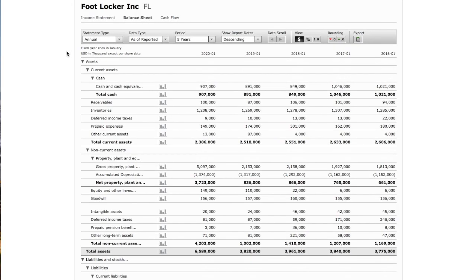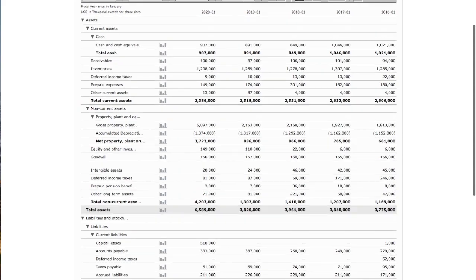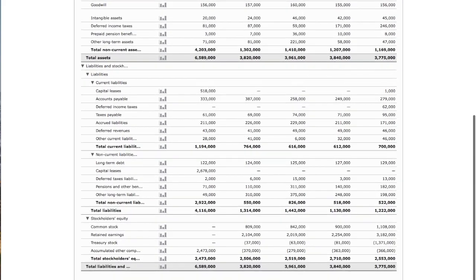One thing to point out before we start looking at all the numbers is that the statement says all the numbers we will be seeing are in thousands, which means that numbers which look to be in the millions are actually in billions. With that in mind, let's look at the company's most recent report, which would be under the January 2020 column. Under this column, the balance sheet is divided up into two main sections: assets and liabilities.